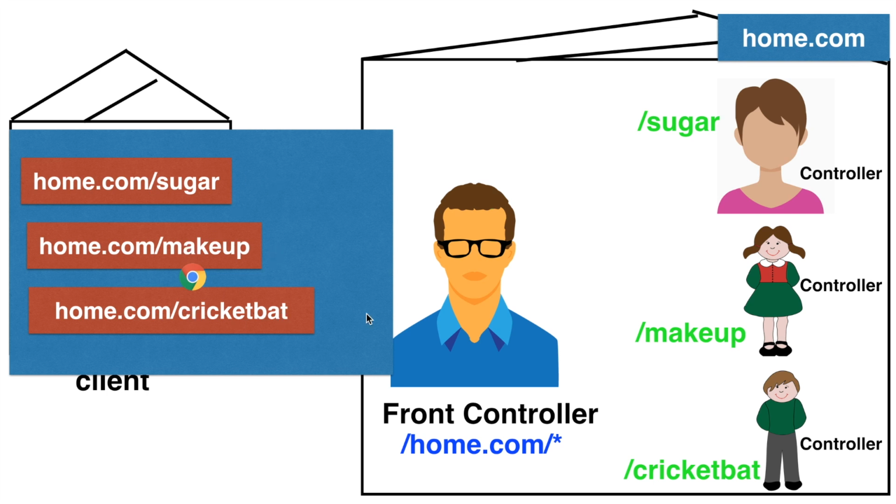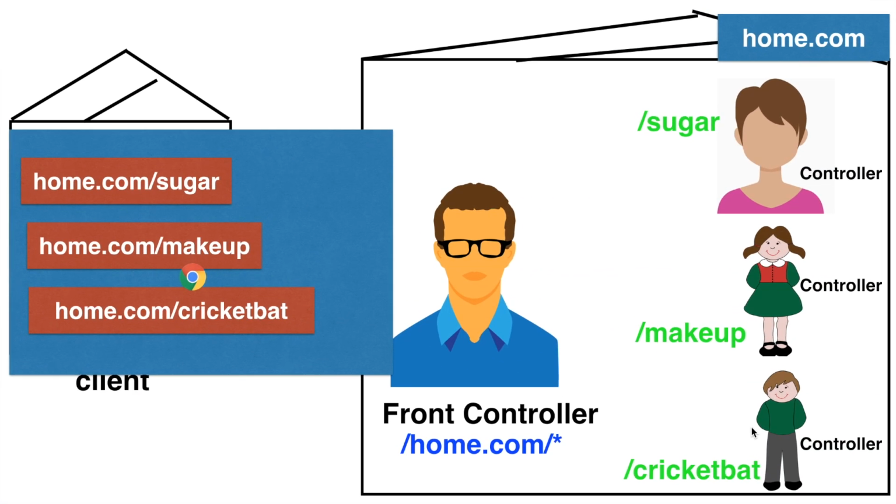Based on the request that we are sending to the front controller, he is going to dispatch that request to whichever controller can handle it, by looking at these URL patterns: /sugar, /makeup, or /cricketbat. If the request is /cricketbat, he knows this is the guy who can handle that request. So he is going to pass this request to this particular guy.